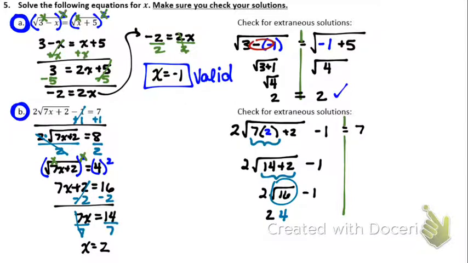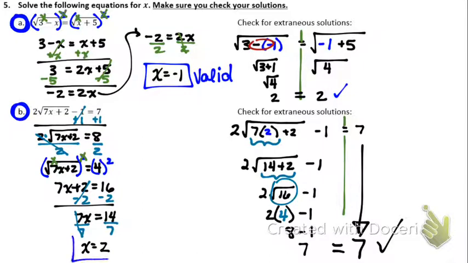No, parentheses. Without the parentheses, you really mess yourself up. I'm just repeating things that I see happen on tests because we're going fast. I'm not trying to trick anybody. I'm trying to keep you from making mistakes. 2 times 4 is 8, and 8 minus 1? 7. What did I have on the other side this whole time? 7. These are equal. That makes me happy. That means that this is valid.